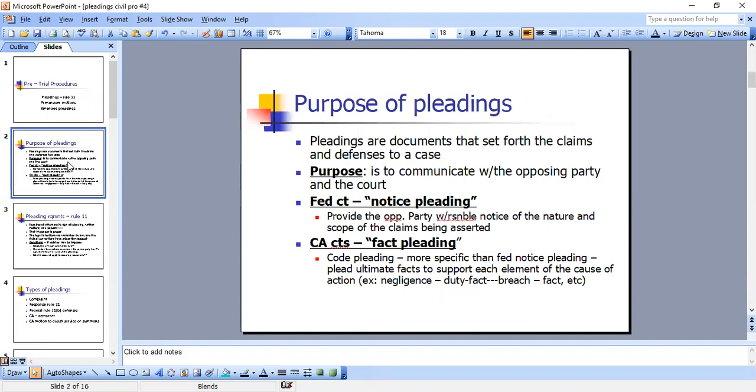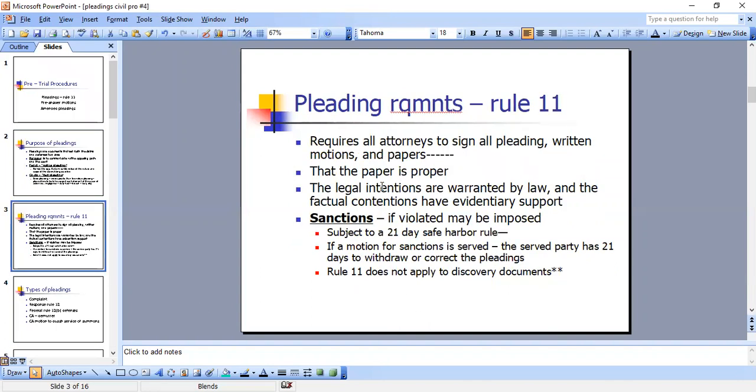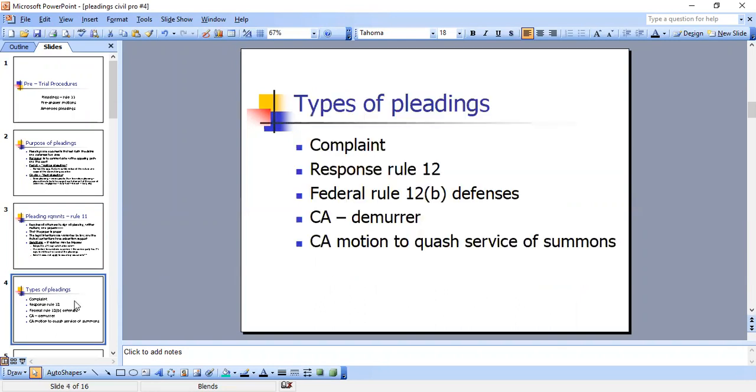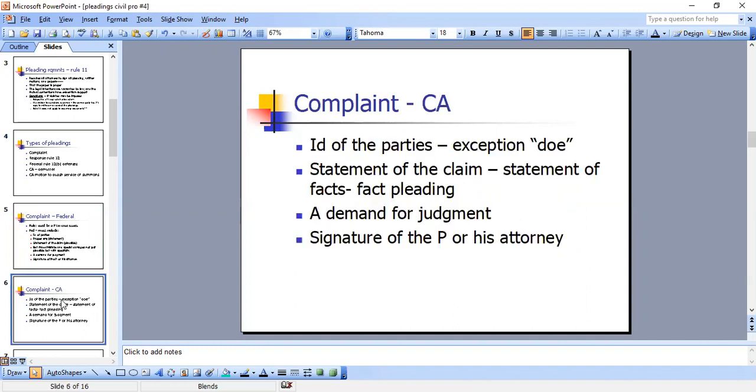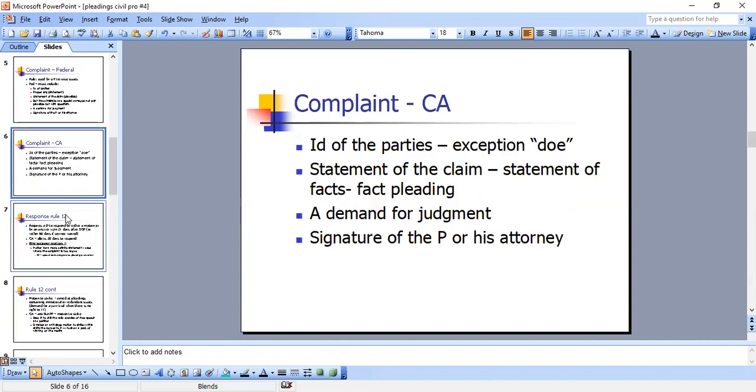Now the pleadings. The purpose of the pleadings: remember the most important things here. Federal court is notice pleading; California is fact pleading, plausible and really, really strict. Pleading requirements, Rule 11: the attorneys must sign all pleadings and writings and know what's in them, or they're sanctioned. They have 21 days to fix it. Types of pleadings: the complaint first, then the response by the defendant, and then Federal Rule 12(b) defenses, California demurrer, California motion to quash. The federal complaint has to have all of these in it. The California complaint needs all of these with the exception of DOE.